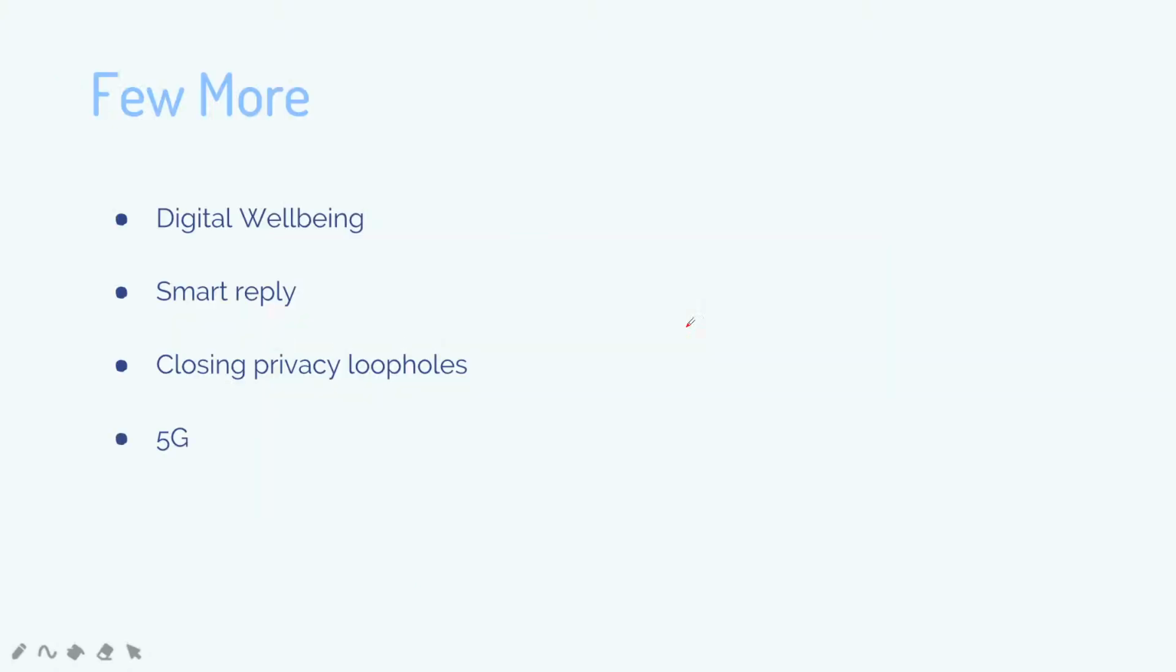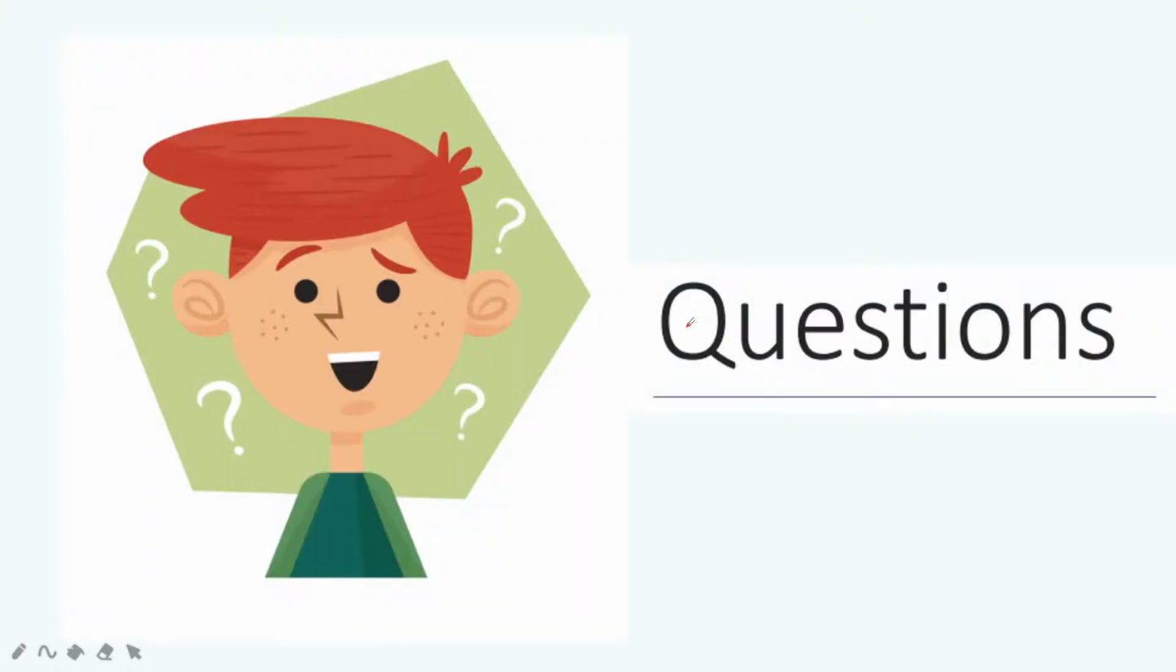And then a few more, like digital well-being and smart reply. We can use some assistant chatbot, you can reply with it, and closing privacy loopholes, and 5G is important, right? So 5G is also coming nowadays. So these are the things I needed to tell about today's session, introduction to Kotlin, Android application development using Kotlin. I hope everybody will enjoy this session.